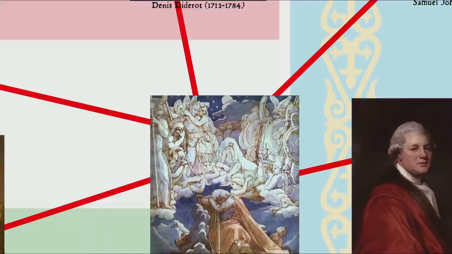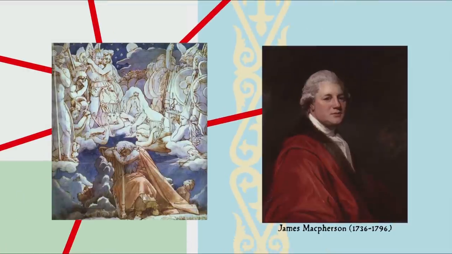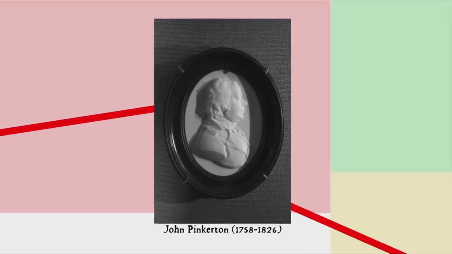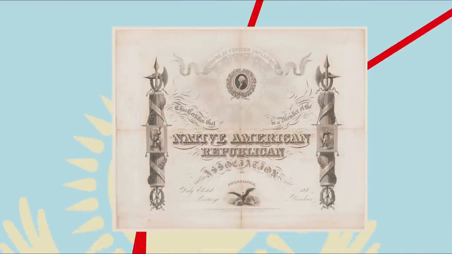This was all in part a reaction against the Celtomania caused by Macpherson's Ossian poems, and Pinkerton himself mysteriously found what were meant to have been ancient Anglo-Scottish texts to bolster his national myth-making project. And as we've already seen, on the other side of the Atlantic, in the fledgling United States, the term Anglo-Saxon began to be used for similar purposes.